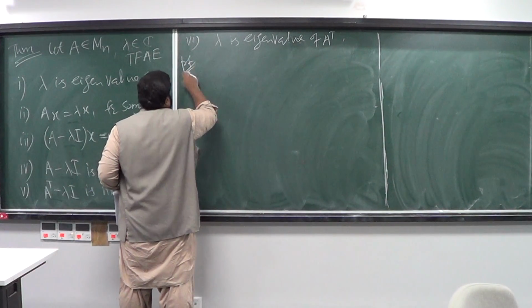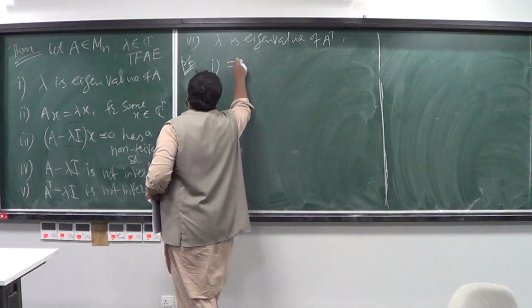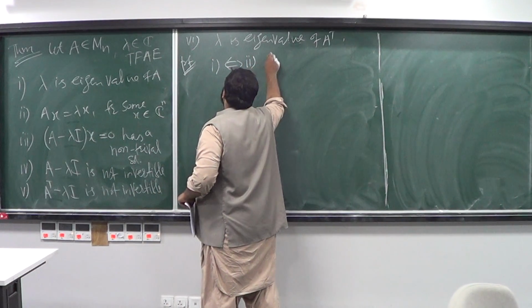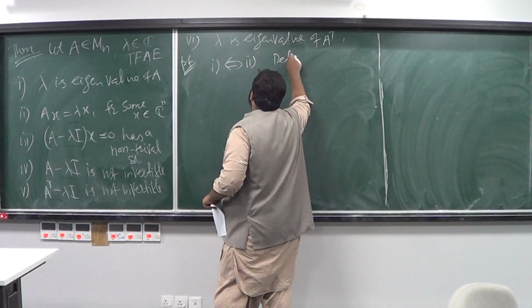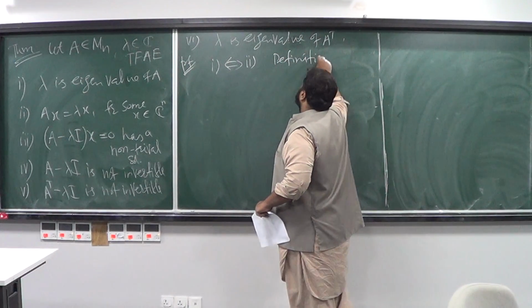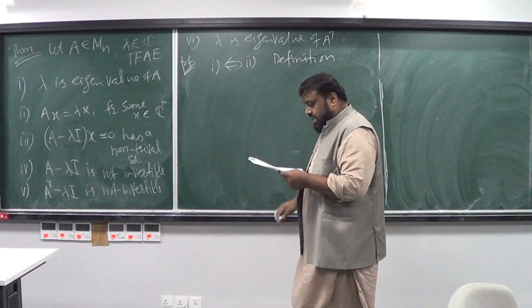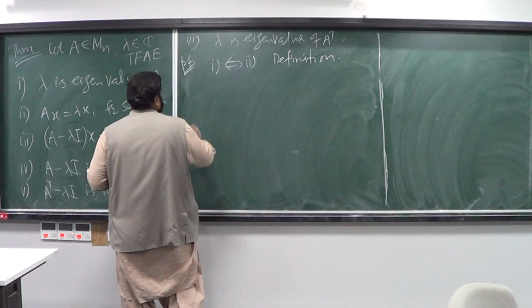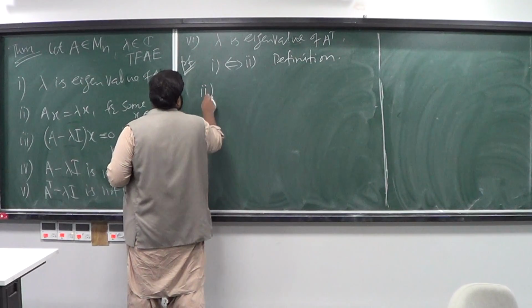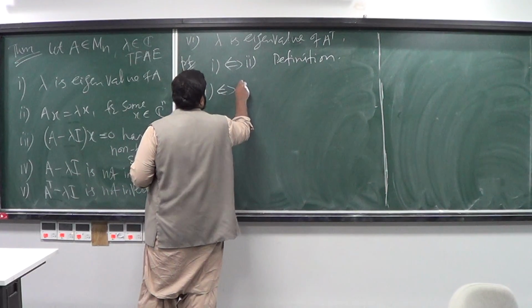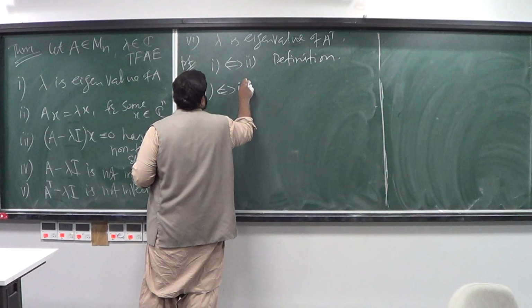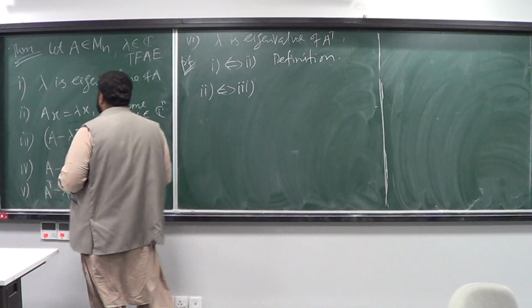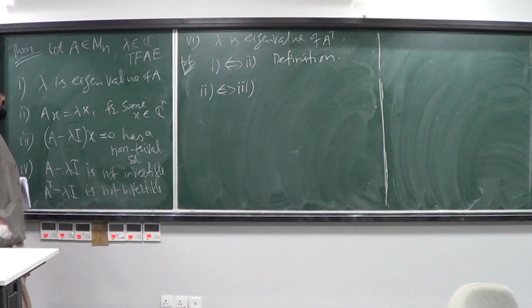So what is the proof of it? One if and only if two. This is really the definition, so you don't need to prove it. One if and only if two is really the definition. Two if and only if three is really the rearrangement of the same statement.